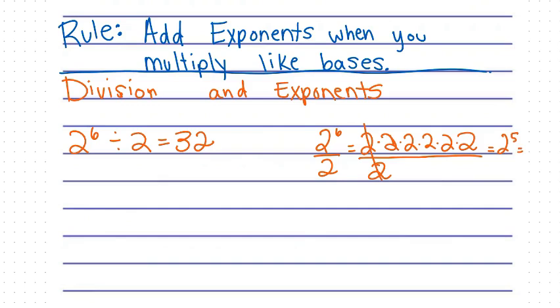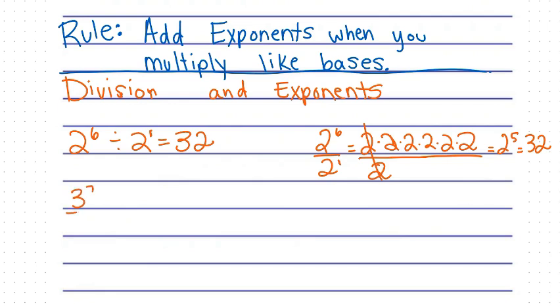What is 2 to the 5th? Put that in your calculator. 2 raised to the 5th. 32. And it equals 32. How are these the same? What's the exponent on this 2 right here? 1. What's that exponent right there? 1. What's 6 minus 1? 5. 2 to the 5th. Okay, so it's going to be the same thing.